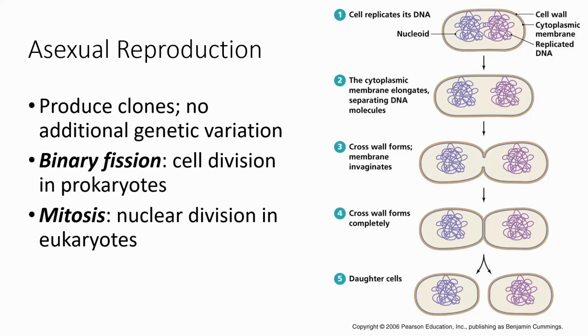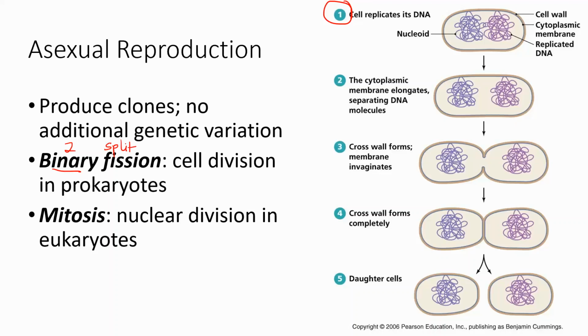They'll make an exact copy of their single chromosome, which is what you see happening in step 1. The cell replicates its DNA, then it grows and elongates, and then pinches off to form 2 new cells. This very simple form of cell division is called binary fission. Binary means 2, fission means to split. So literally, it's splitting into 2.